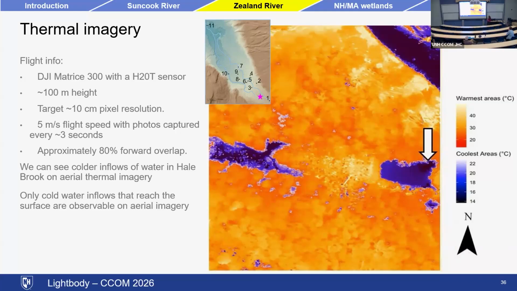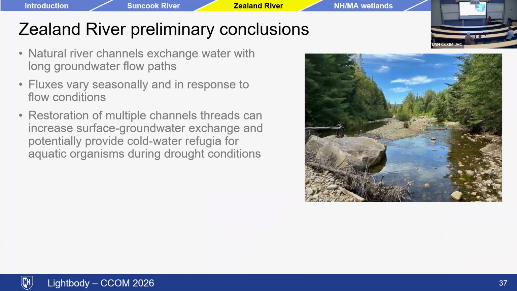Again, sort of underscoring this influence of groundwater exchange between groundwater and surface water here. So we're trying to understand here, sort of adding in this aspect of groundwater, natural river channels do exchange water with the ground, and those fluxes vary seasonally and in response to flow conditions.